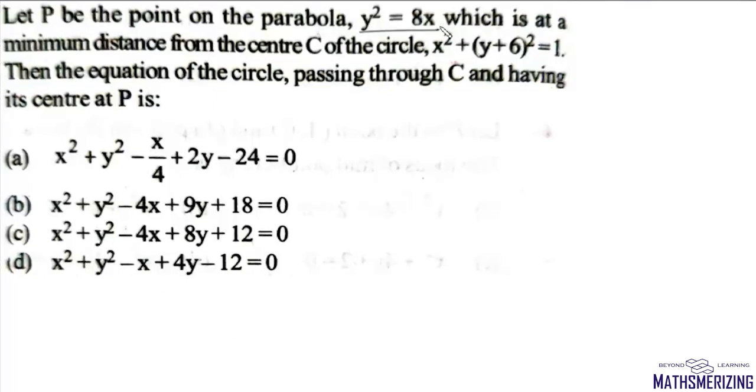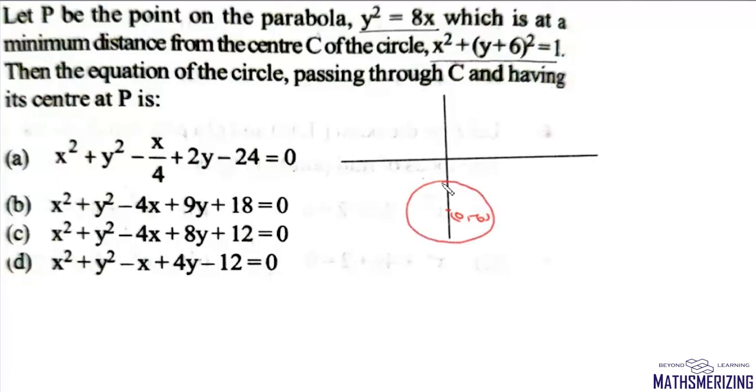Now let us take another question, which is: P is a point on the parabola y square equals 8x, which is at a minimum distance from the center of the circle x square plus (y plus 6) square equals 1. Then the equation of the circle passing through C and having its center at P is. So we are given this circle whose center is at (0, -6), and whose radius is 1 unit. And then we have this parabola which is y square equals 8x.